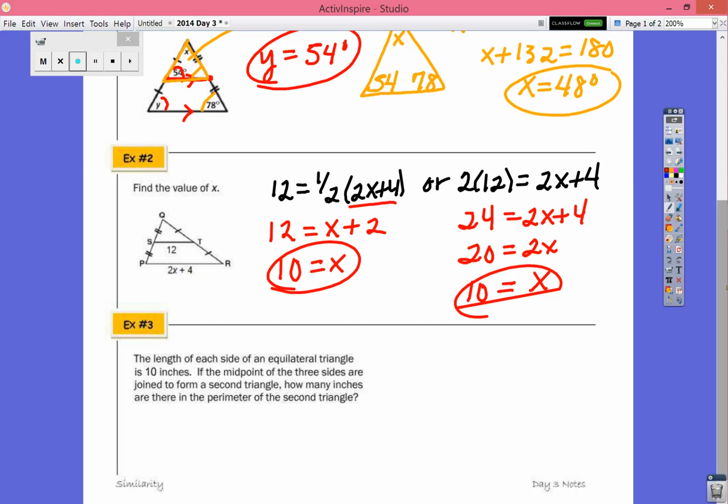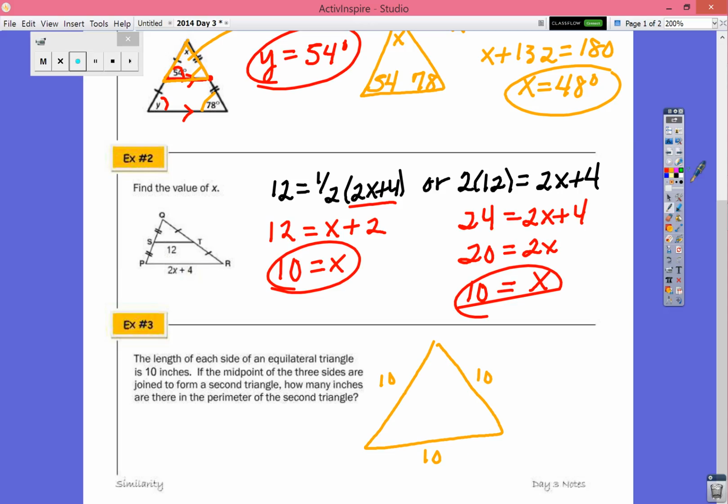And then the last one on the page. Go ahead and read that to yourself. So begin by drawing the equilateral triangle. Again, all sides the same. Each side is 10.